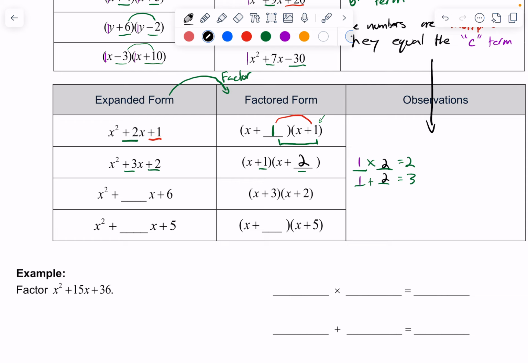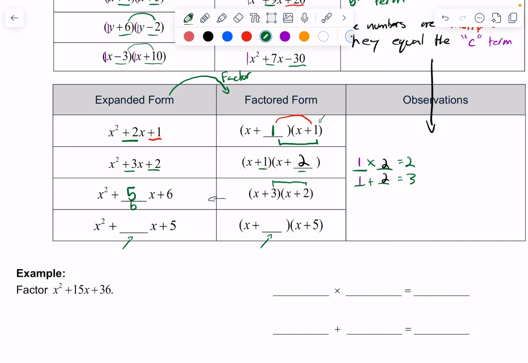Well, in this case, we're going the opposite direction. My unknown is the middle, the b value here. So that b value comes from taking this and adding it to this. So that would be 5. Once again, we have an unknown b value, but we also have an unknown number here.